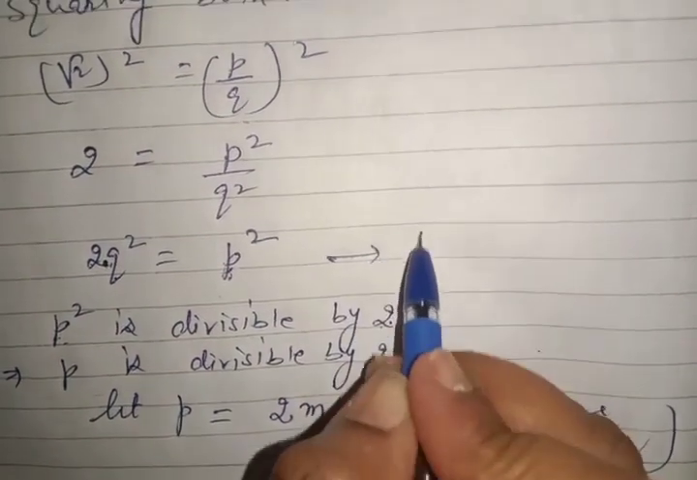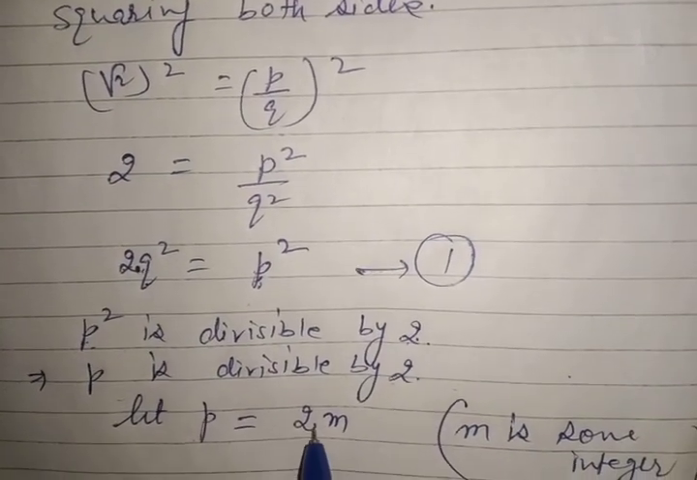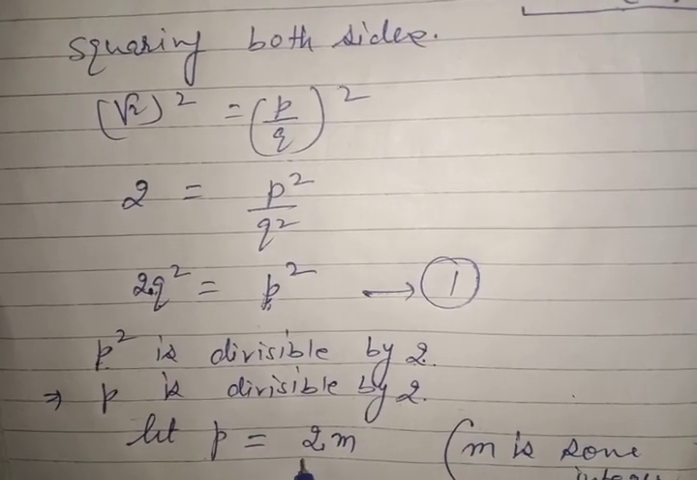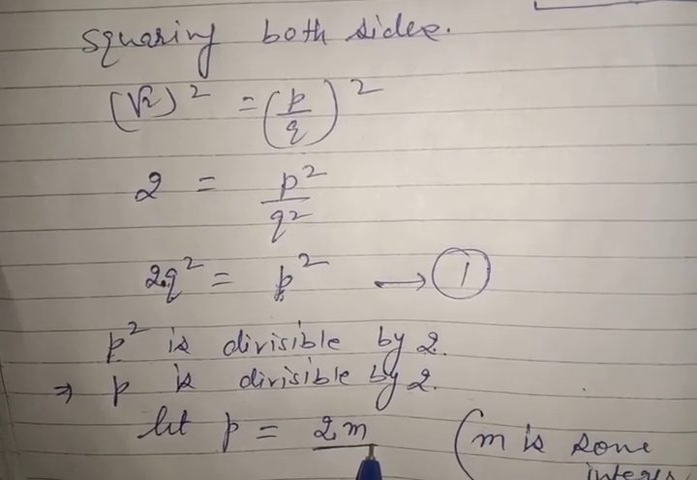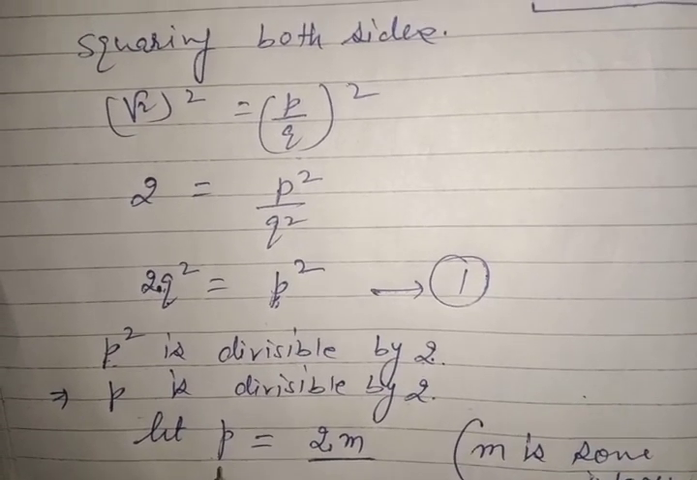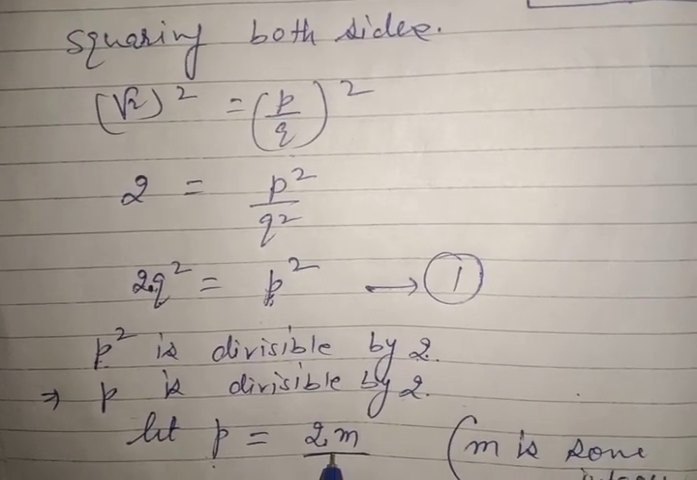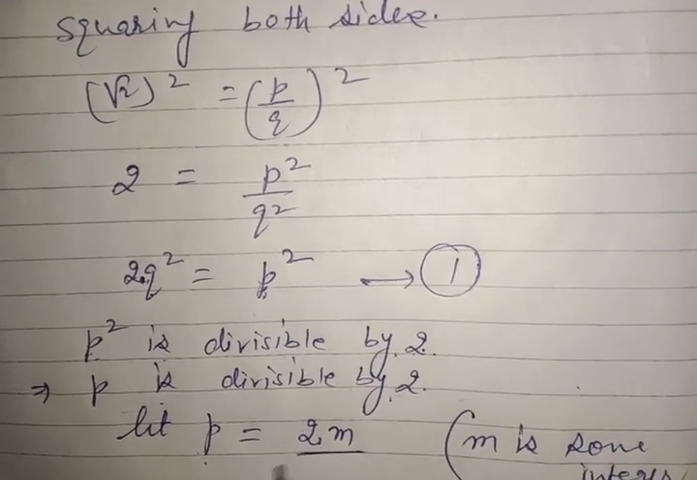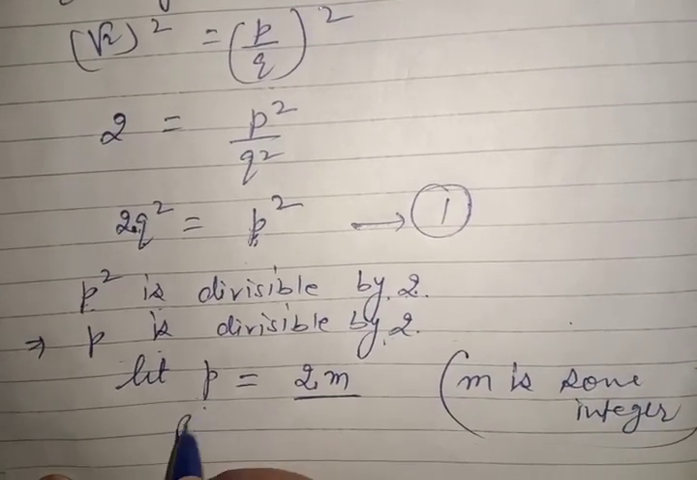Name this equation as 1. P is equal to 2m, because if a number is divisible by 2, it should look like this. This 2 can come here. P squared is a multiple of 2, so P is a multiple of 2, and the same thing. Put this in equation 1.